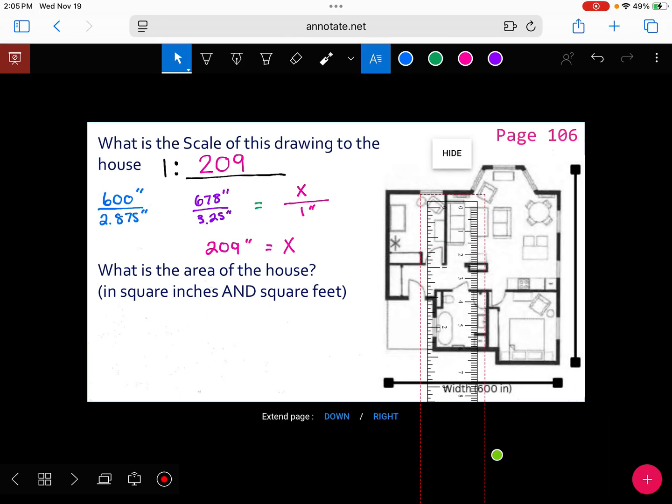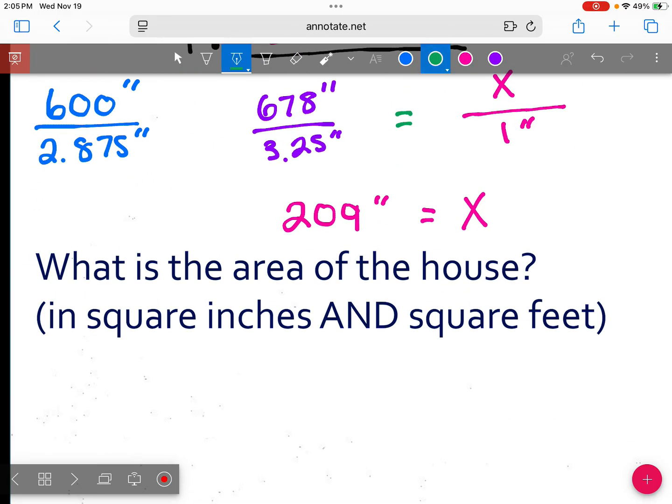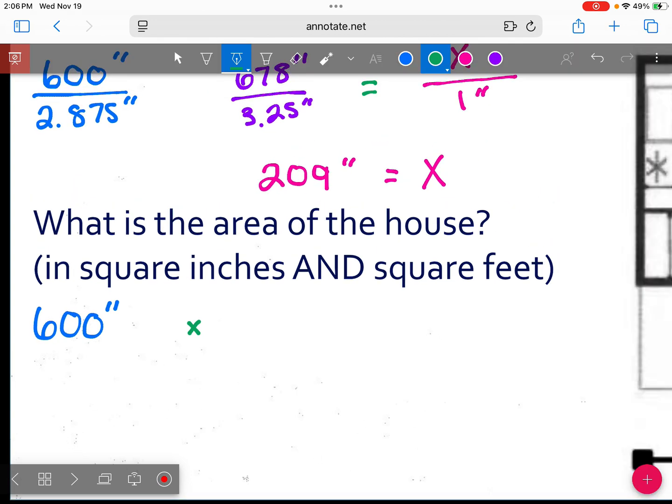So the last piece we have to do with this is we're going to find our area for this house in 2 different units. We know our width of our house was 600 inches. That's what we were told at the beginning. And we found the other dimension. I could say that this house is 600 by 678 inches. We found our drawing was 2 7/8 by 3 1/4. This is 600 by 678.